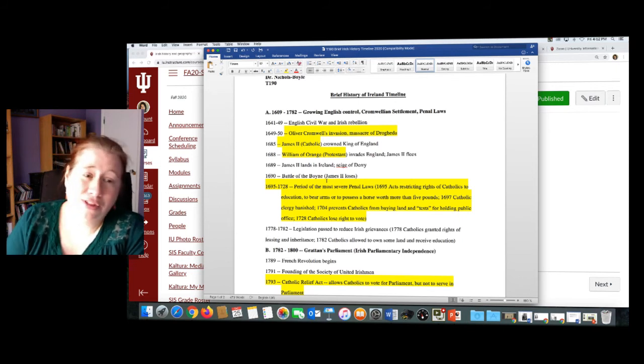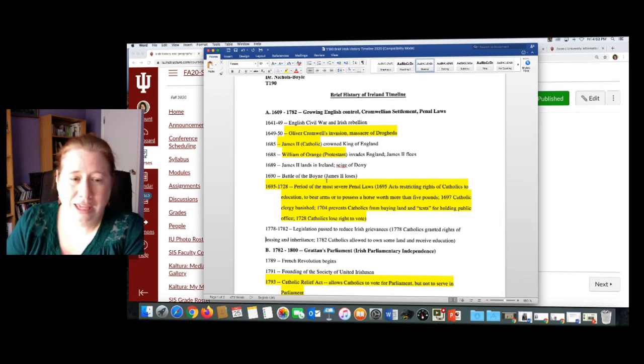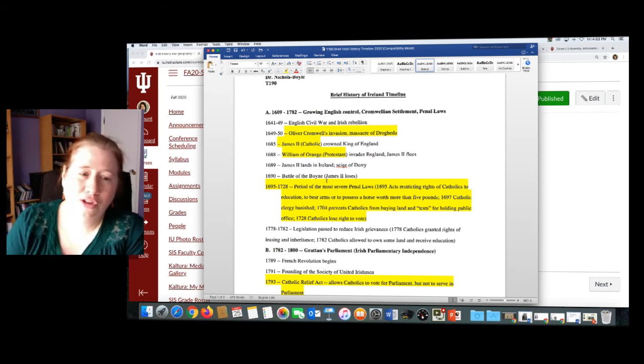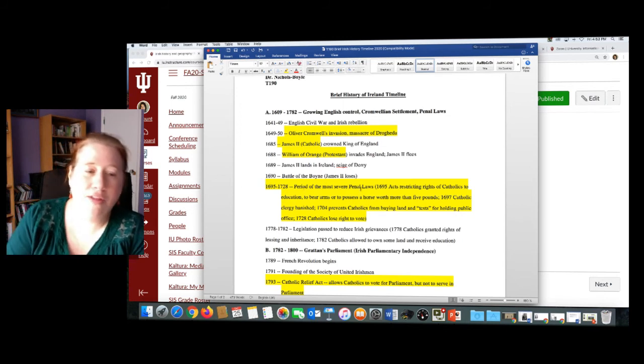So James II loses. So now the Catholic king is out. The Protestant king is back in. And again, they want to make sure this kind of thing doesn't happen again. So this brings in, under William of Orange and William and Mary, as King of England, a period of severe laws against Catholics, and these are called the penal laws.